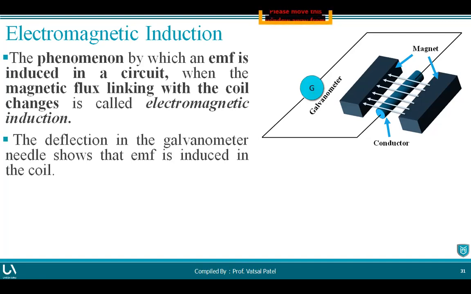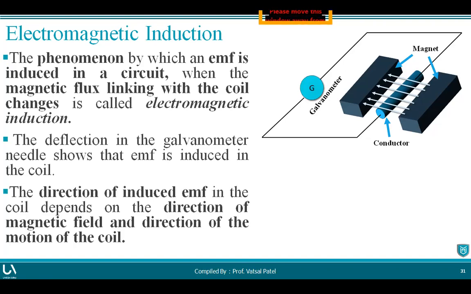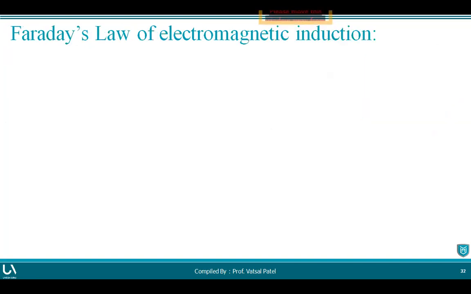Now after that we discussed that the deflection is measured in terms of the galvanometer, right? And the direction of the induced EMF in the coil depends upon the direction of the magnetic field and the direction of the motion of the circuit. That we identify using this diagram, and we also discussed in the last session Faraday's first law.